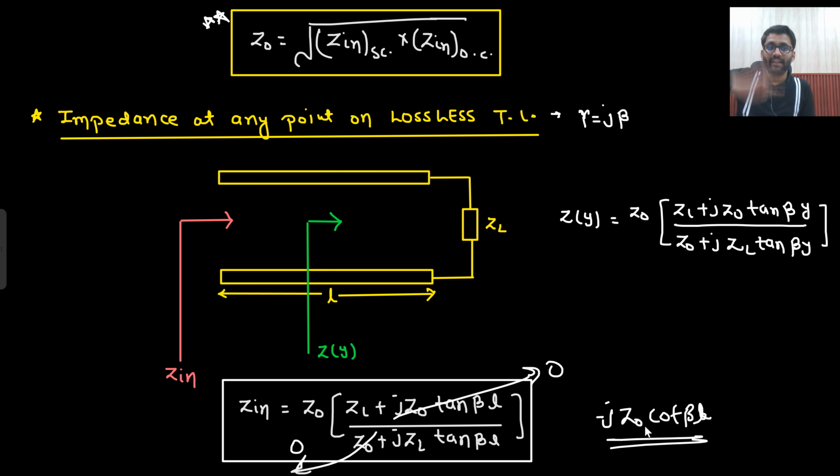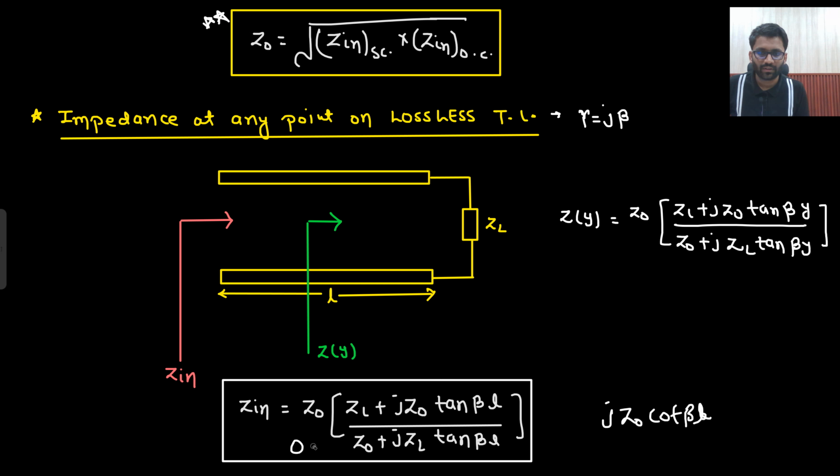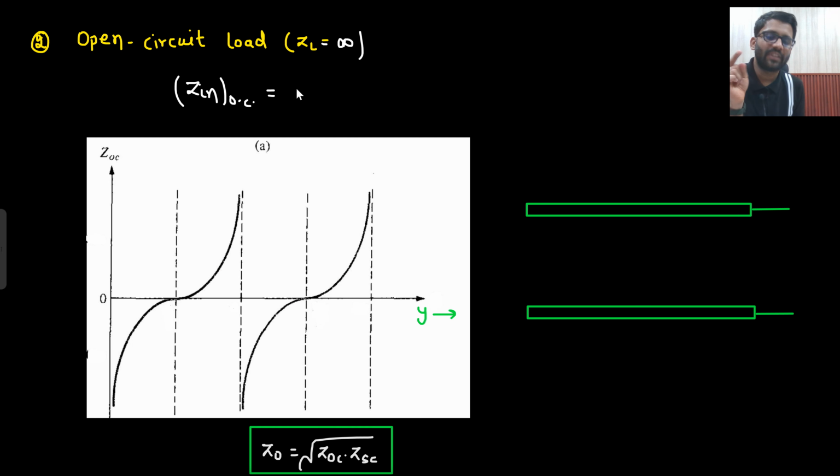What we are saying, ZL is infinity. So this is very large, this is very large, so this can be taken to 0, this can be taken to 0. Now ZL gets cancelled. What you are left with is j, and this j goes upward, so minus j Z naught tan beta L goes upward, cot beta L. So minus j Z naught cot beta L. This is your answer. This also should be in your mind. So when open circuited, the answer is minus j Z naught cot beta L.